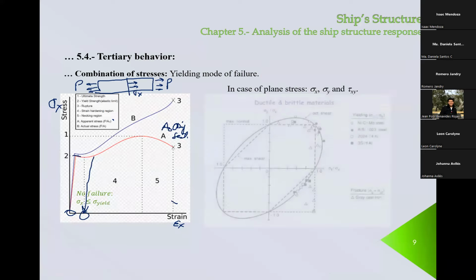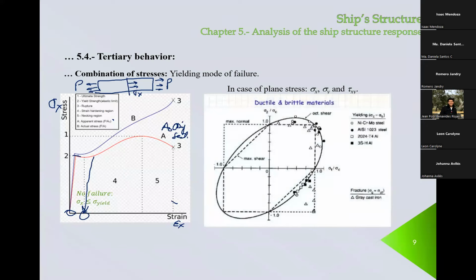For example, this is the next case. You have plane stress, and that's our case because usually we have sigma x, sigma y, and also tau xy. And in this figure, this is a classical figure. You see that I have sigma 1 and sigma 2 divided by the yield point, and we see that there is a value of 1 here and a value of 1 there.